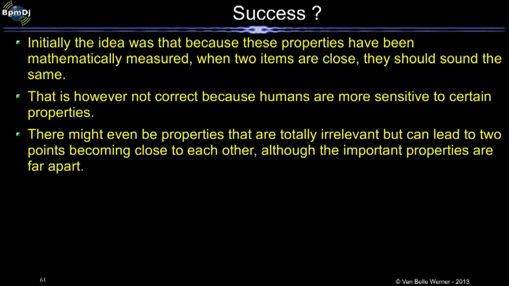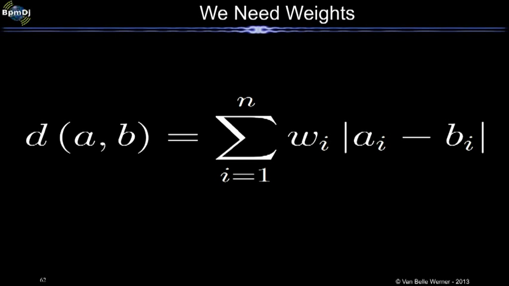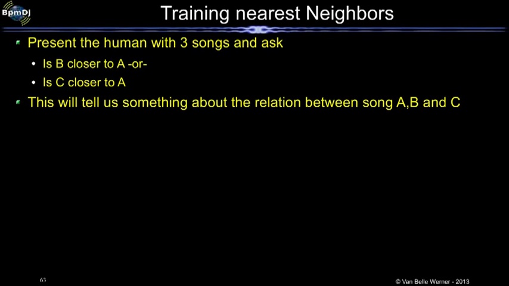The consequence of all this led us to introduce weights to tune the distance metric. We want an equation that reflects each dimension in terms of its importance attributed to it by humans. The problem is that there is not really a good way to guess those weights. So we set out an experiment in which we would present a listener with three songs and ask him or her, is song B closer to A or is song C closer to A? By registering the answer, we would already have some information that might be useful to create a weight vector.